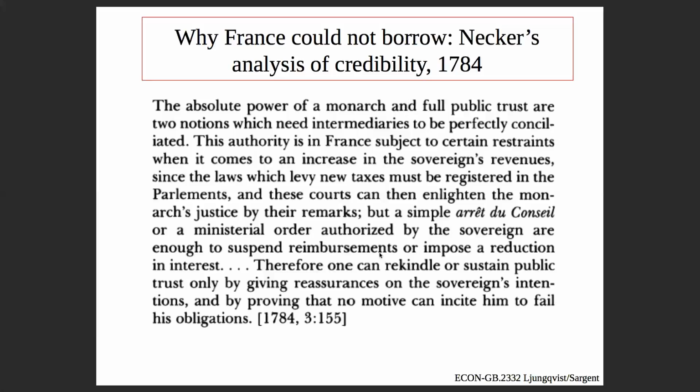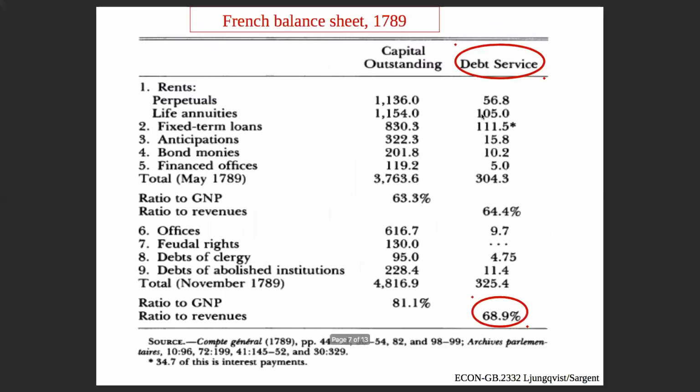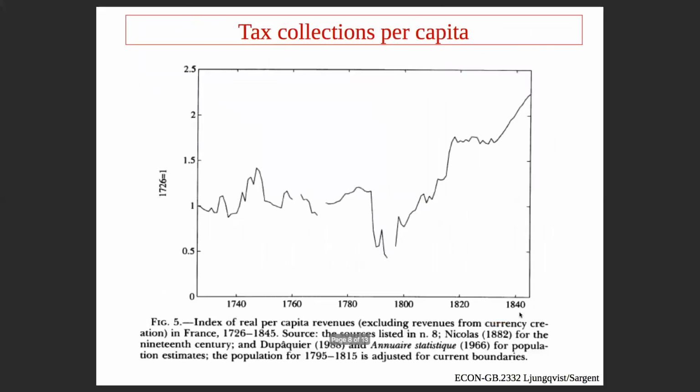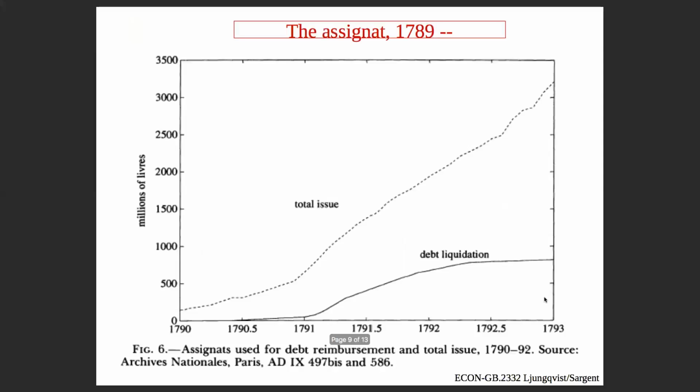And what Necker's telling him is, you cannot do that because you've defaulted a lot and you're going to have the incentive to default, and that's why people won't lend to you. This is Sovereign Debt 101 in 1784. Okay, so that's the situation. So here's the debt service: it's taking up 70% of French revenues. Okay, we've got some data on tax collections per capita.